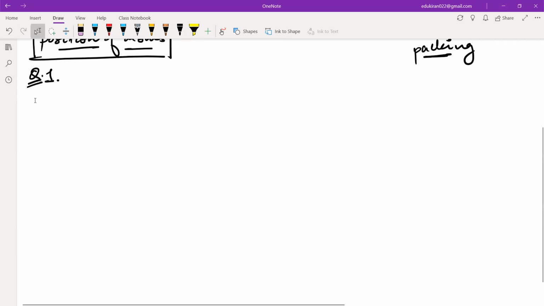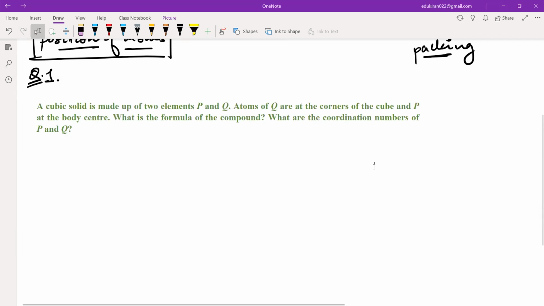Question number 1. Okay, so read the question. A cubic solid is made up of 2 elements, P and Q. This is the first piece of information, P and Q. Atoms of Q are at the corners of the cube, and atom of P is at the body center. What is the formula of the compound? What are the coordination numbers of P and Q? Our main theme here is the formula of the compound. We can calculate the coordination number later on.